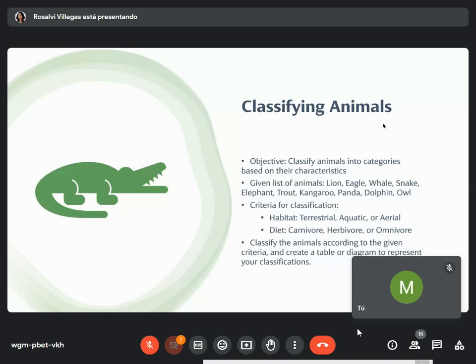So let's start with an exercise so we can comprehend a little bit more about classification. The objective here is to classify animals into categories, right? You have this list of animals: lion, eagle, whale, snake, elephant, trout, kangaroo, panda, dolphin, and owl. We should classify these animals by habitat, if they are terrestrial, aquatic, or aerial, and by diet, if they are carnivores, herbivores, or omnivores. So, let's start.